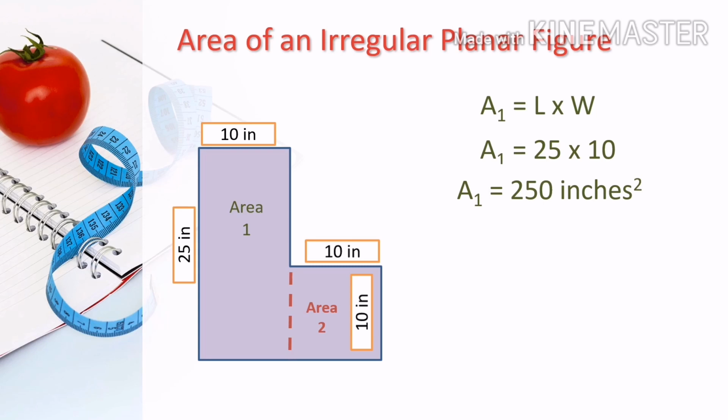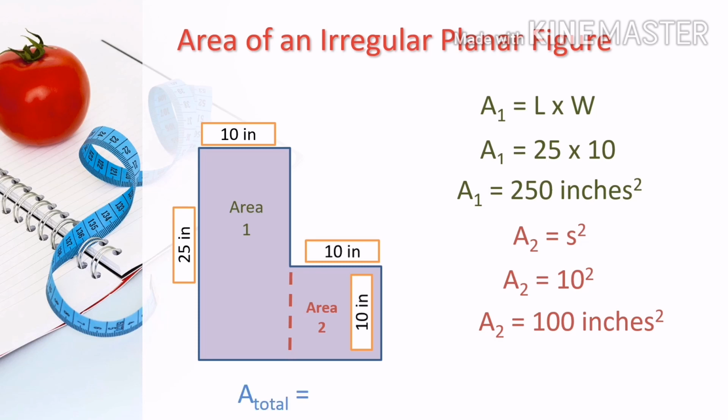But we're not done yet. Kasi kailangan po natin isolve si area 2. Ang area 2 natin is squared. Therefore, we make use of the formula S squared. The given side is 10. So, 10 squared is simply 100 square inches. But then again, hindi pa rin yan tapos. We add up yung dalawang areas. So, the total area is equal to area 1 plus area 2, which is 250 plus 100, giving us a total area of 350 square inches.